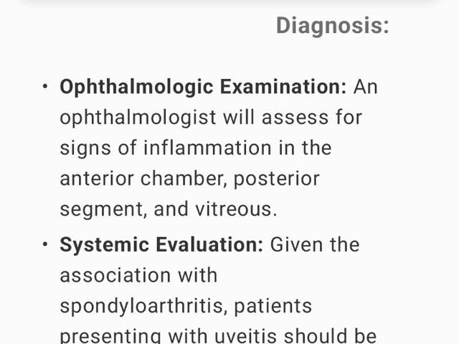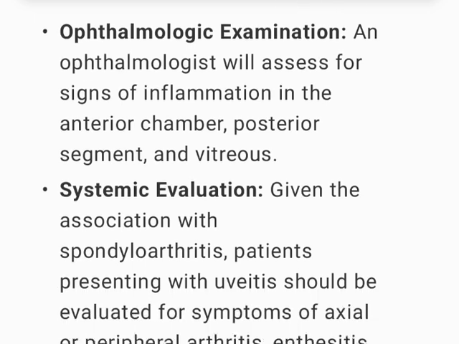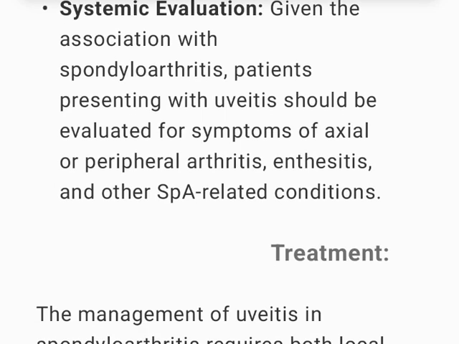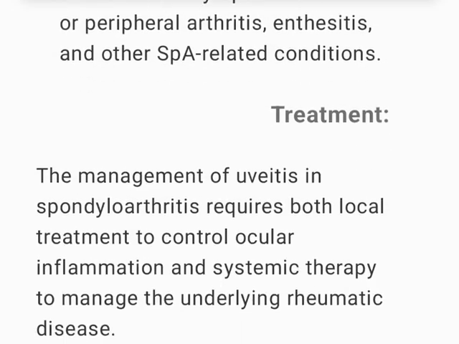Diagnosis, ophthalmologic examination. An ophthalmologist will assess for signs of inflammation in the anterior chamber, posterior segment, and vitreous. Systemic evaluation. Given the association with spondyloarthritis, patients presenting with uveitis should be evaluated for symptoms of axial or peripheral arthritis, enthesitis, and other SpA-related conditions.